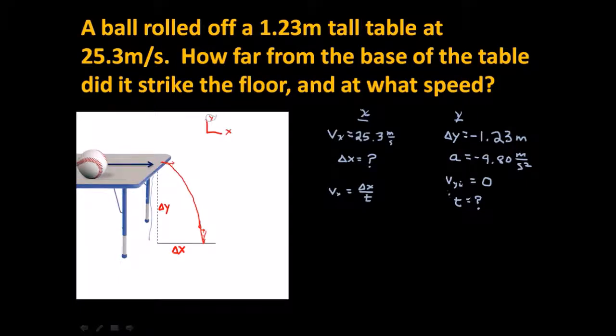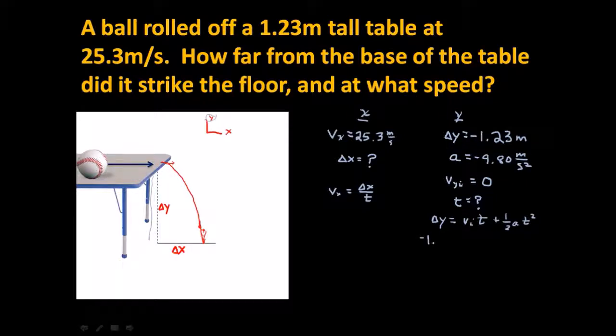What equation relates these 4 variables? That's right. It's displacement equals initial velocity times time plus 1/2 acceleration times time squared. Okay, we learned that back when we were first doing kinematics. Let's plug in the numbers.